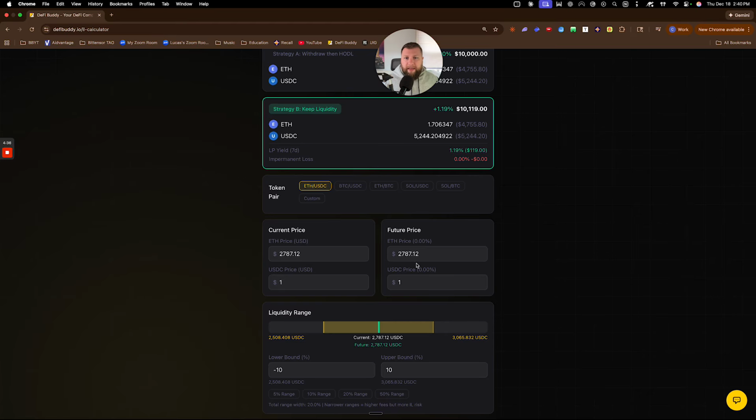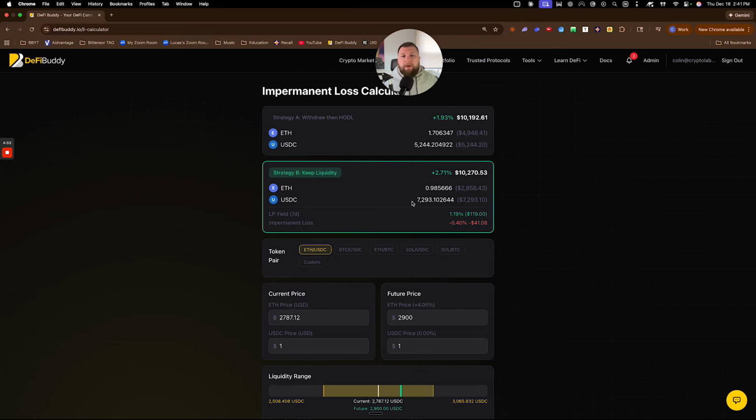Okay. And that's taking into consideration that the future price is exactly what the current price is. And so now where this simulation gets kind of fun is you can change the future price. So let's say it would go up to 2,900. Right? If the current price went from 2,700 to 2,900, what would that do to my liquidity pool?